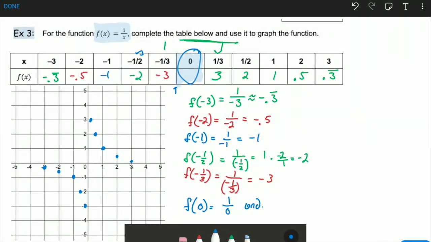So what ends up happening along the y-axis and actually along the x-axis as well is we get these lines called asymptotes, which my graph is actually approaching but will never actually get to.